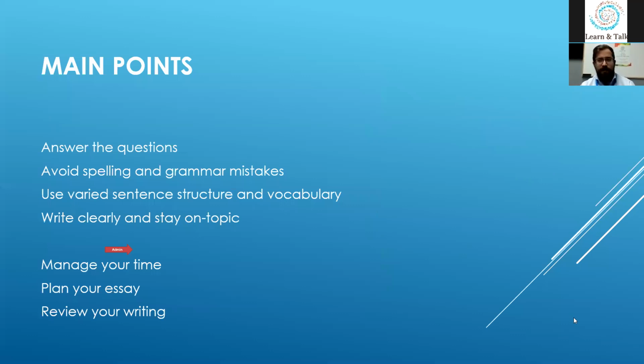Okay, so the main points we've talked about today are that you should make sure you answer the question that is being asked. Avoid spelling and grammar mistakes. Use varied sentence structure and use an increased vocabulary. Write clearly and stay on topic. Okay, and this includes your paragraph structures, your introduction, and your conclusion. If you can do this and you can manage your time well, give yourself a little bit at the beginning to plan your essay and a little bit of time at the end to review your essay, then you should do very well on your writing task 2.